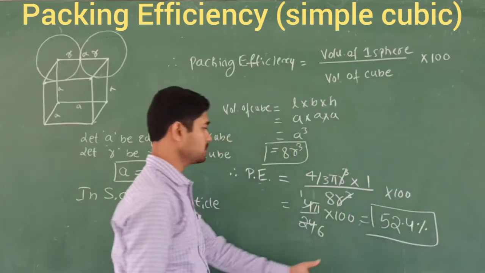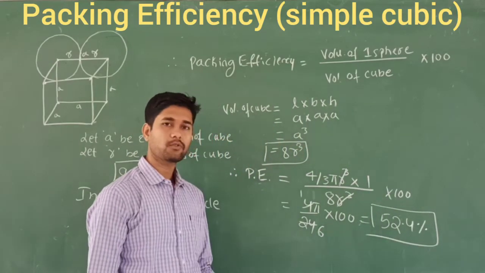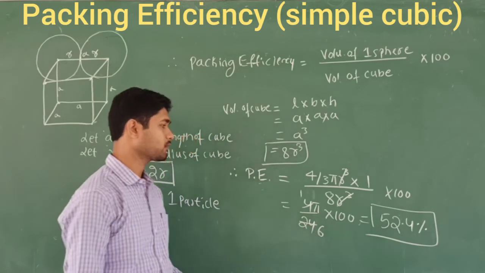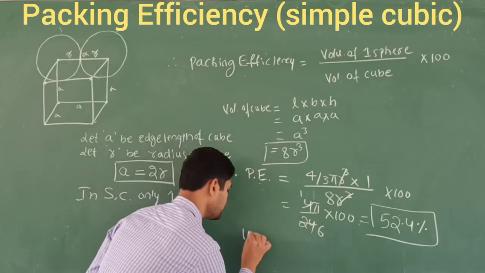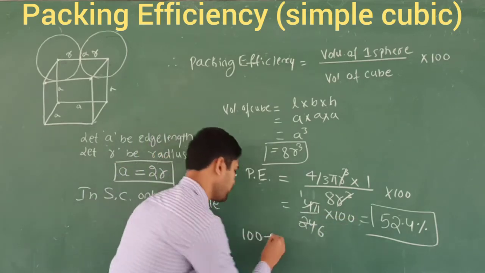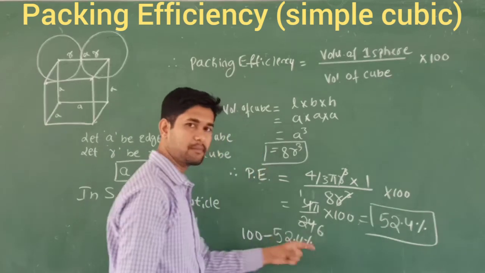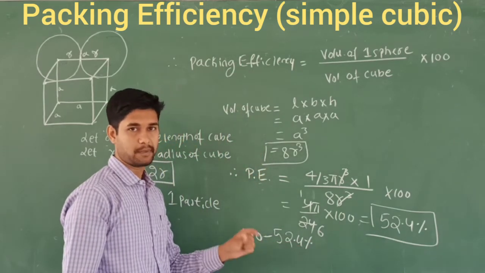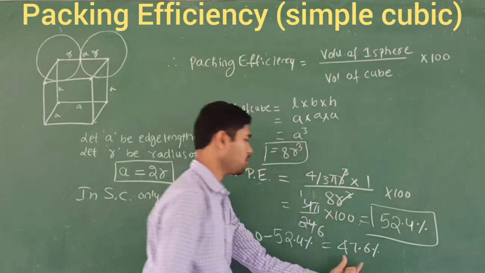So you got the packing efficiency, right? Now we are going to find out the vacant space. How are we going to find out the vacant space? The vacant space available in a simple cubic unit cell is equal to the total 100 minus 52.40 percent. That remaining part is the vacant space. 47.6% will be the vacant space.